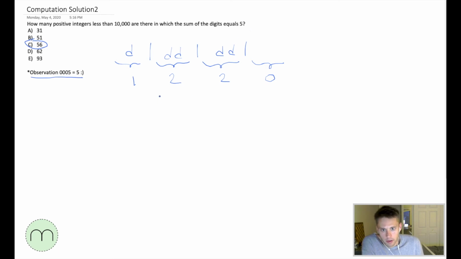So let's try a different combination. Well, let's put nothing at the beginning, so this would be nothing. Then let's put DDD, DD, right? What would this represent? This would represent the number 0, 3, 0, 2, which again is a number smaller than 10,000 with a sum of digits equal to 5.